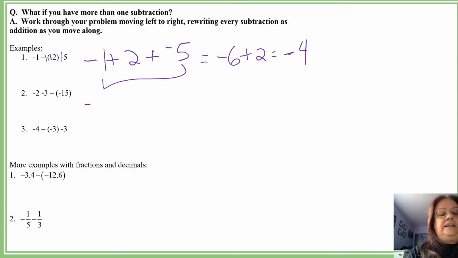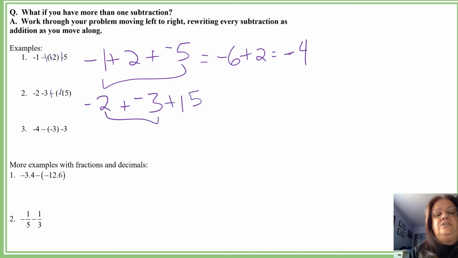All right, negative 3, not 3, 2. Sorry. Okay, negative 2 plus a negative 3, and this becomes plus a positive, so plus 15. So I add those two together and I get negative 5. Add 15, I'm going to get a positive 10.